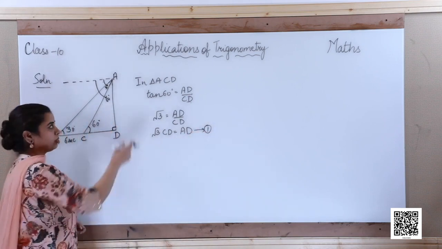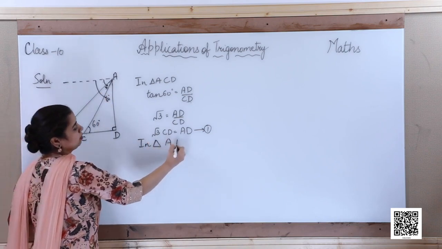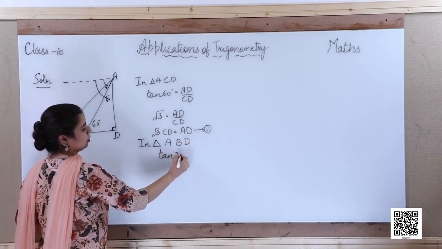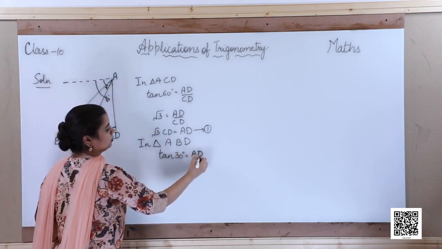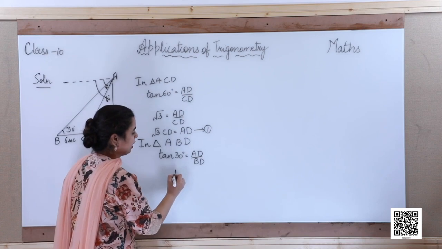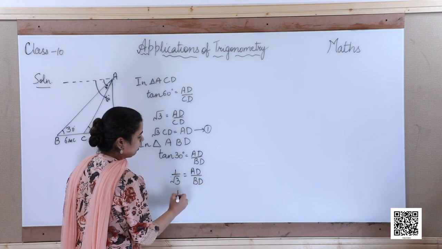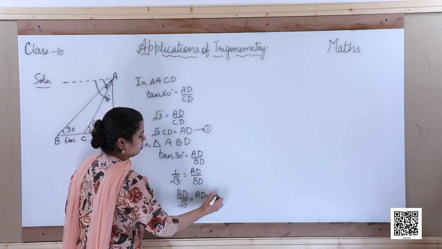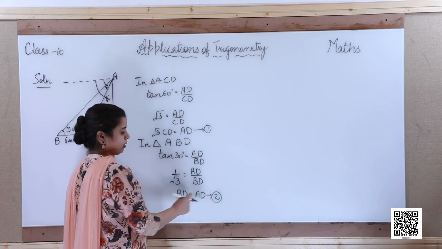Now let me apply trigonometry in the other bigger triangle. In triangle ABD, tan 30 degree is equal to perpendicular upon base, which is AD upon BD. What is the value of tan 30 degree, children? It is 1 by root 3. So BD upon root 3 is equal to AD. Now here also we have found the value of AD in terms of CD and here we have found the value of AD in terms of BD.